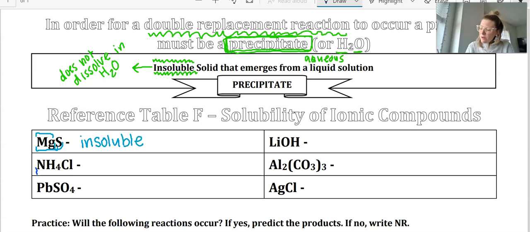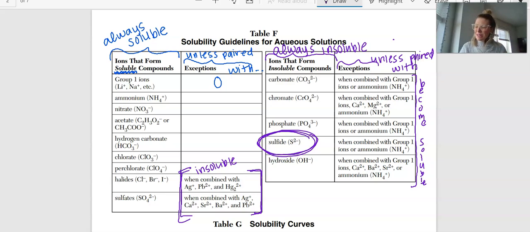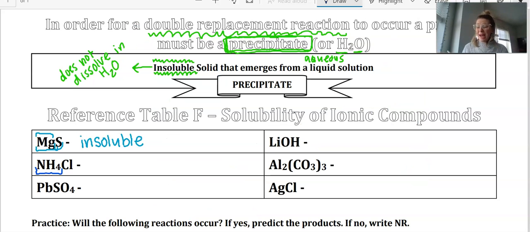Okay, is there a rule specifically about ammonium? Let's take a look. Scanning through, boom. There is a rule specifically about ammonium. Ammonium is always soluble, and there are no exceptions to this rule. So that means that ammonium chloride is going to be soluble, okay? Again, no exceptions. If ammonium is present, it's always soluble, okay?